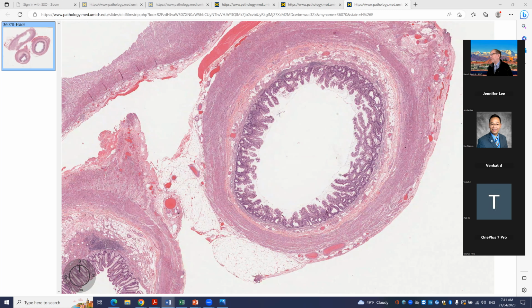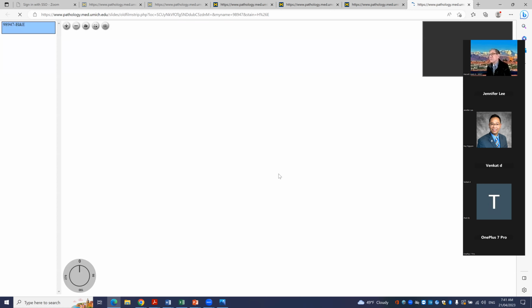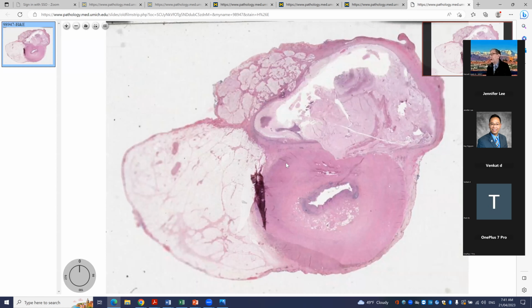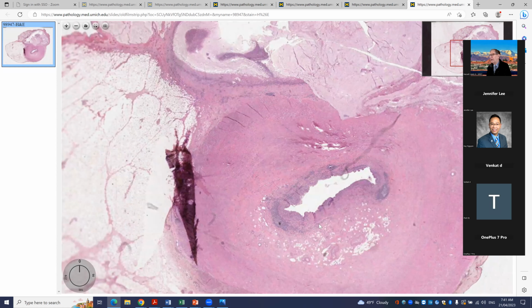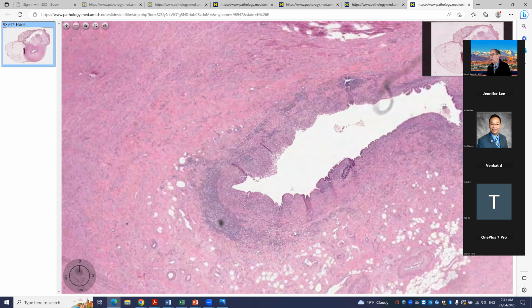A 36-year-old woman with right lower quadrant pain, and so here we see a somewhat different story. Here we've got an extraluminal mass out here, and we don't see too much here in the lumen. So we'll look first in the lumen at what's going on inside the appendix.